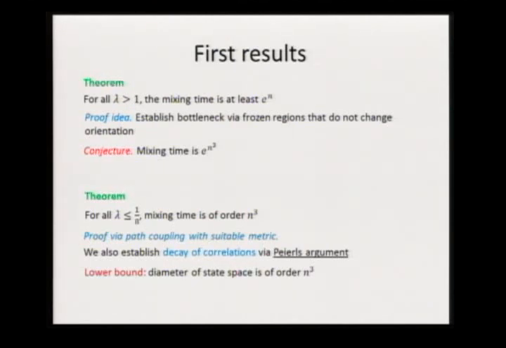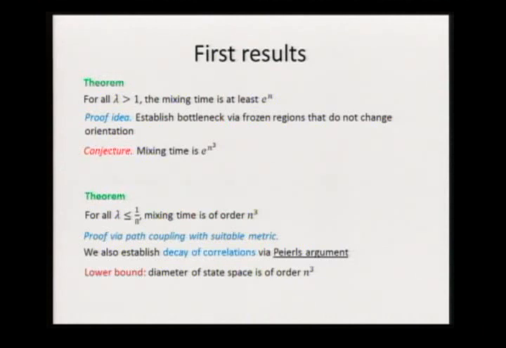And it's easy to see there is a lower bound for the mixing time, because the diameter of your state space is of order n cubed. So if you look at a triangulation that has weight n cubed, you have to perform n cubed transitions of your Markov chain to get, for example, all the way to the smallest weight triangulation. So the mixing time of order n cubed here is tight up to constants. Okay, any questions? Yeah.